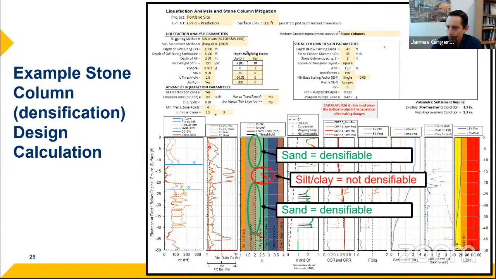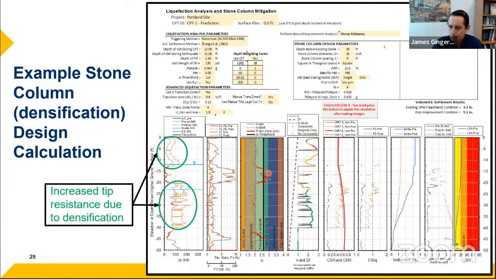So first of all, we look at the I sub C chart. This is a pretty clean sand site. The I sub C is mostly around 2, so this is a densifiable site. This is a site that we can compact with vibro equipment. There's a clay layer in between here that is not densifiable, and we won't plan to improve that other than reinforcing it with the stone columns. Because it's densifiable, our predictions based on our equipment and methods show that we can just about double the tip resistance from where it started to where we think it will be when we're done.